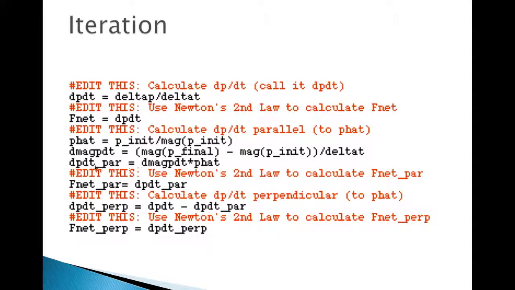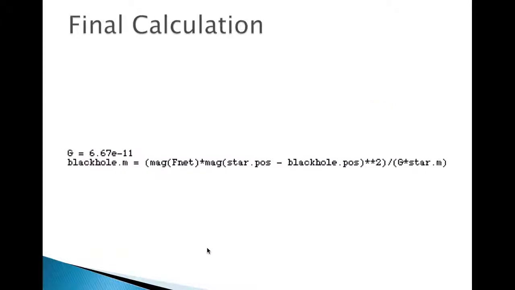And then the change in momentum over the change in time in the parallel direction is equal to the magnitude of the change in momentum over the change in time, times the unit vector. And then we can calculate the parallel and perpendicular components of the net force utilizing this relation shown earlier.